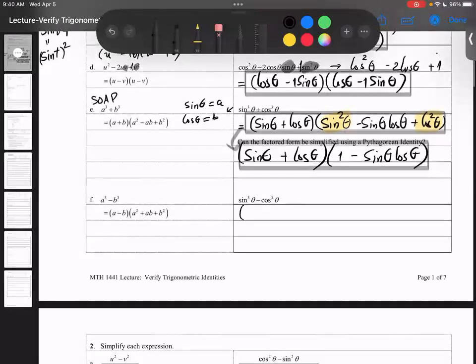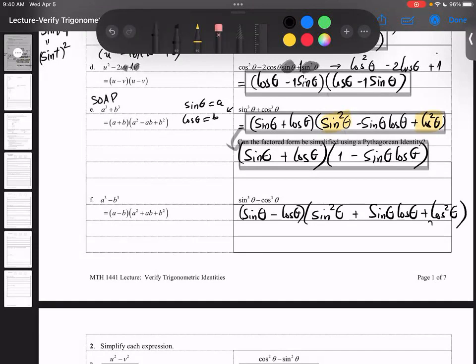A binomial, which is sine theta minus cosine theta, squared, right? Slope, same as the original. And then a squared will be sine squared theta, minus a times b, so sine theta times cosine theta, plus b squared, which is cosine squared theta. That's plus, sorry. So it's the opposite of the original, always positive.